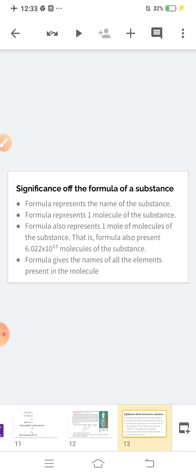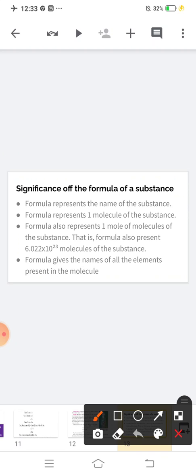Now, significance of the formula of a substance. Formula represents the name of the substance, as you know that. Clear? Formula represents one molecule of the substance. Formula also represents 1 mole of molecules of the substance. That is, I told you that in 1 mole, 6.022 into 10 to the power 23 molecules of a substance are present.